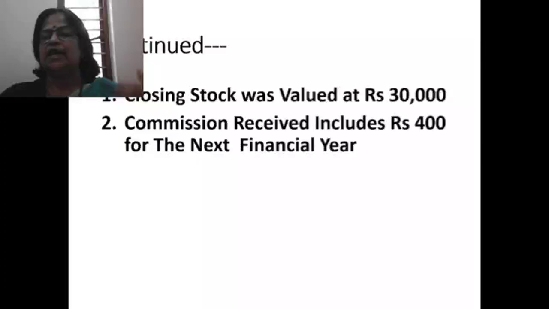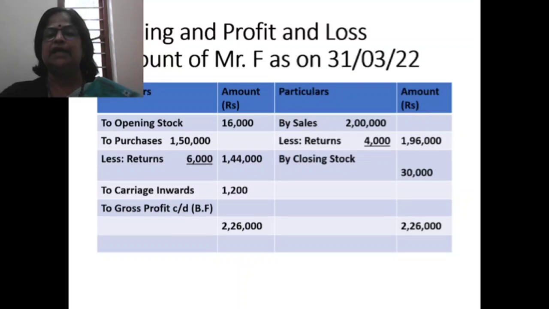Now if you see the problem, trading and profit and loss account of Mr. F as on 31/3/22. You know that all the entries will start with 'To' on the debit side for trading account and profit and loss account, and the credit side will start with 'By'. So debit side, to opening stock 16,000, to purchases inner column 1,50,000 because returns value is there. The final value only we will take to the outer column. So purchase return 6,000, outer column 1,44,000. To carriage inwards 1,200. Now credit side, by sales 2 lakh, sales returns 4,000, outer column 1,96,000. By closing stock 30,000.